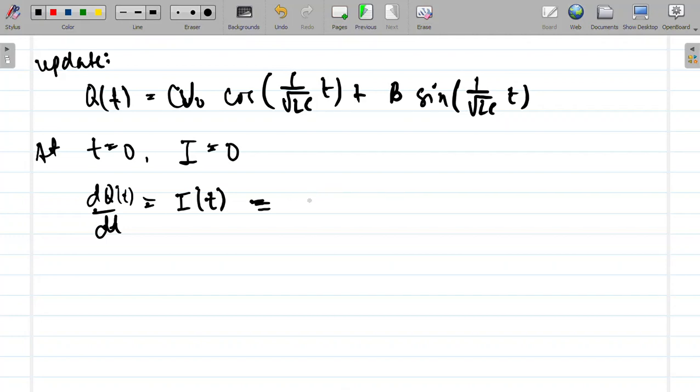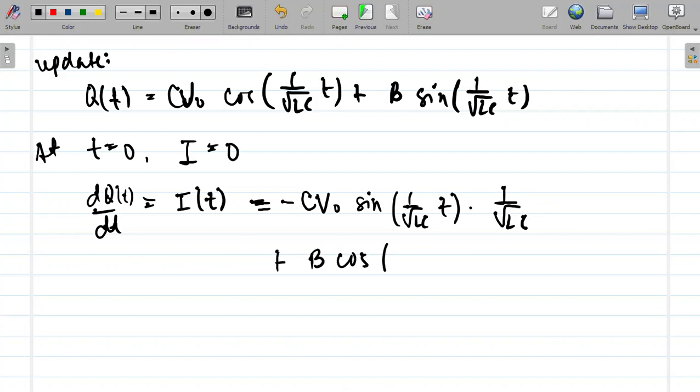this is CV naught. So, negative sign, 1 over L, square root of LC times t, times 1 over square root of LC plus B cos 1 over square root of LC t times 1 over square root of LC. So, yan yung derivative ng Q of t natin. At t equals 0, I equals 0.